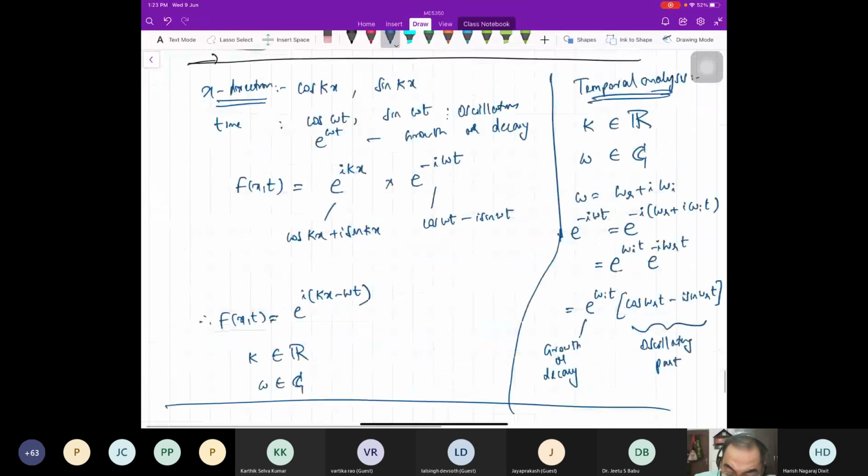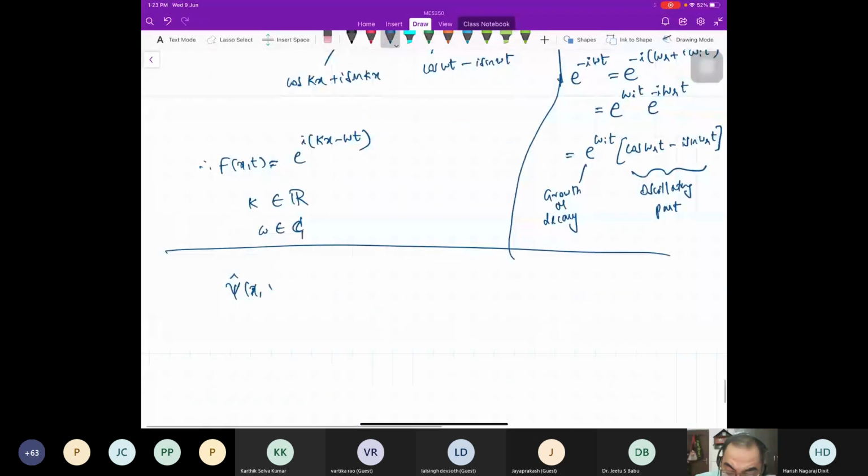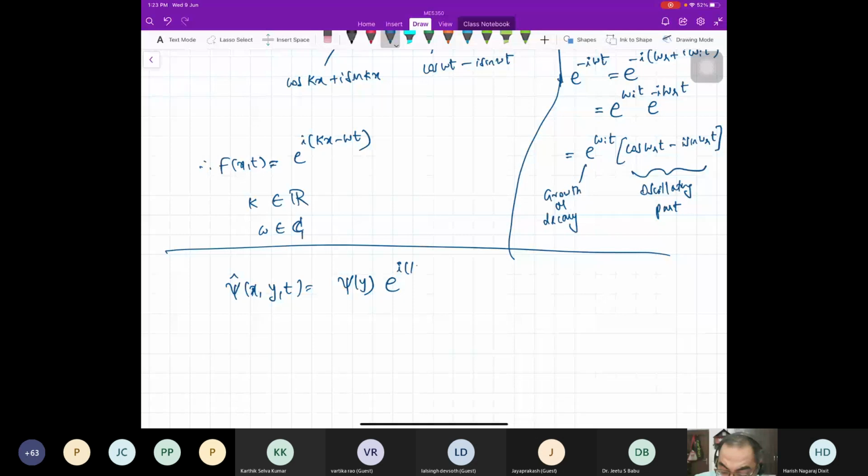Psi hat of x, y, t is psi of y e to the power i(kx minus omega t). Let's do some simplifications now. This is a variable separable form, remember, but the only difference is it's a variable separable form of 3 variables. It's a separate function of x, a separate function of y, and a separate function of time. It's just that the exponential of a plus b is the exponential of a times the exponential of b, so those two things have got combined. Otherwise, they are separate functions.